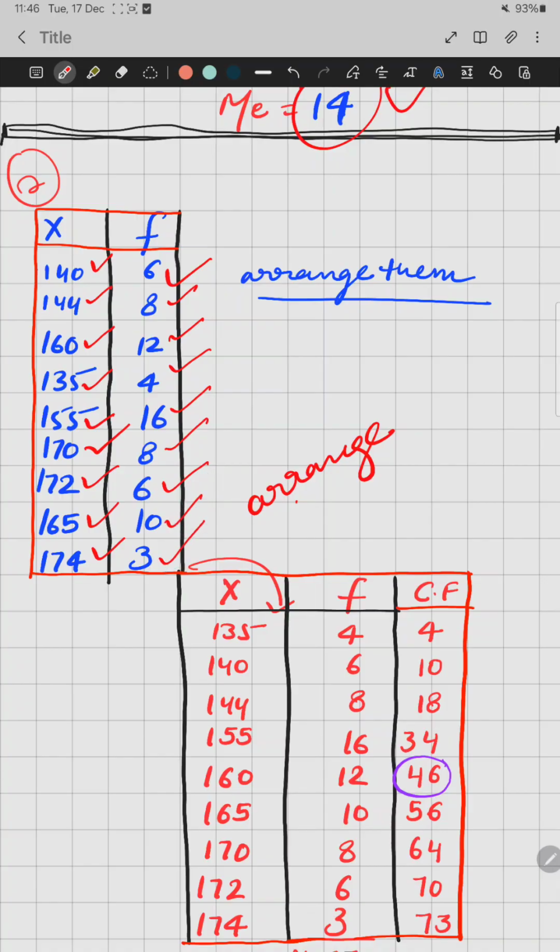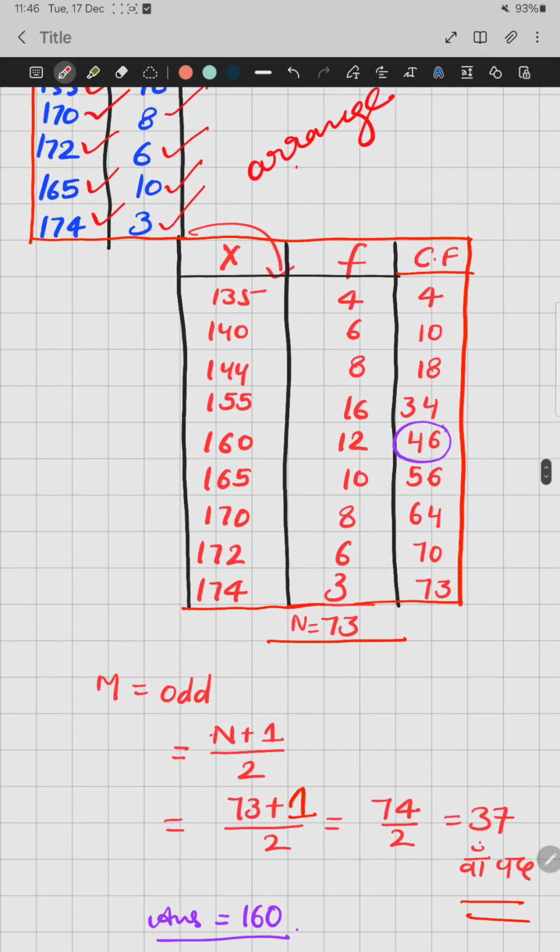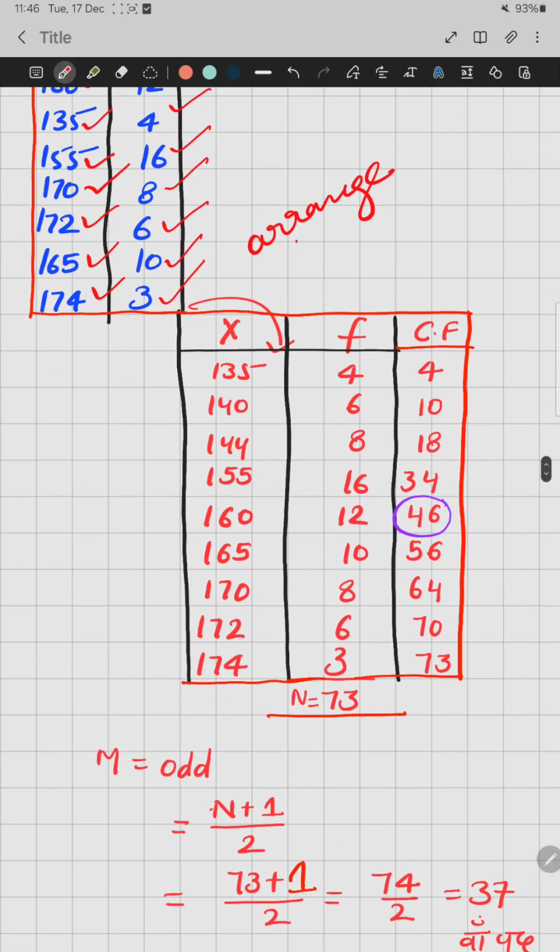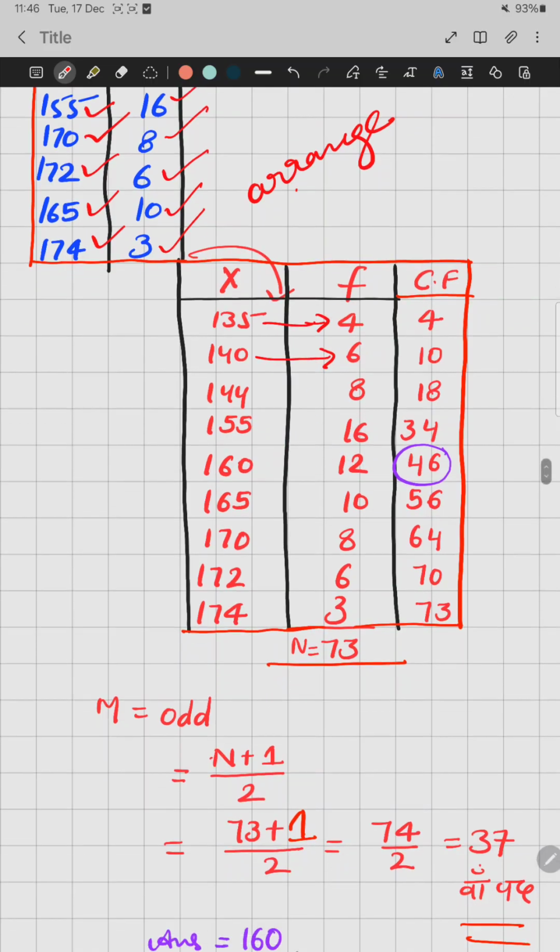Now the one thing you have to remember is whenever you are arranging the X series in ascending order, the F will go along with it. For example, if 140 is coming at some other place, then the 6 will also come, which is right in front of the frequency of 140. So if you arrange them in ascending order, it will be 135 with frequency 4, 140 with frequency 6, 144, 8, 155 and so on.